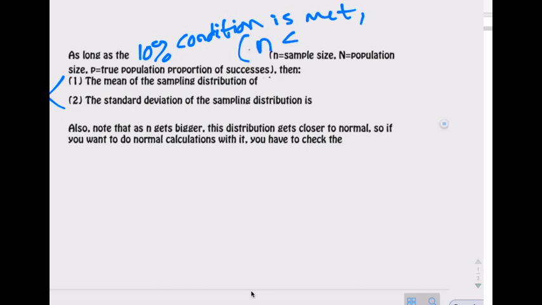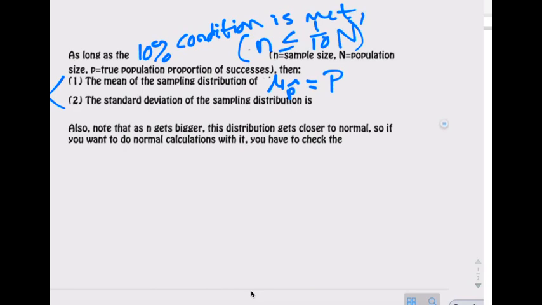Namely, your sample size is less than or equal to 1/10 of the population size. Okay, you have a mean of the sampling distribution, mu sub p hat, is how we denote that, and that's going to be equal to the true proportion of the population, which is pretty cool. So that means it's an unbiased estimator, which is something we talked about last lesson.